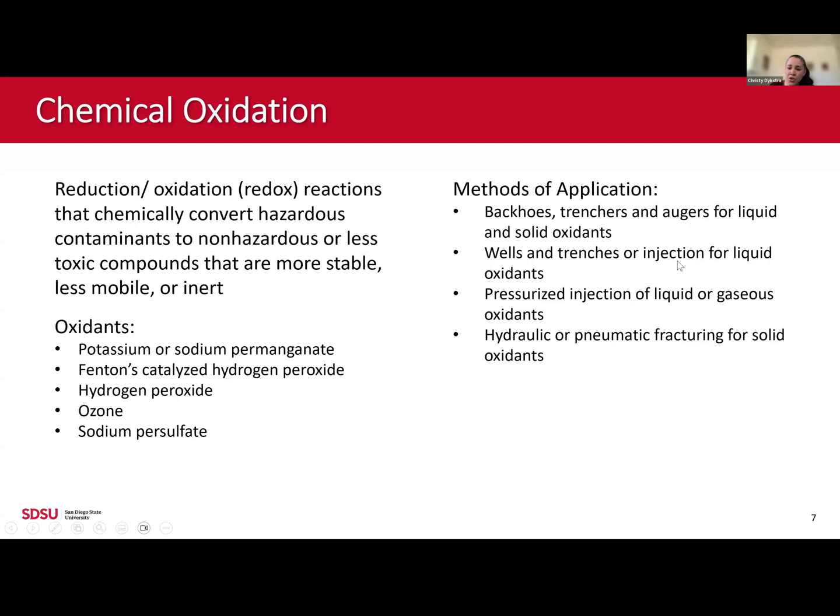We can also use injection for liquid oxidants. So we could use wells or trenches there. We can use pressurized injection of liquid or gaseous oxidants. And then in some cases, some hydraulic fracturing techniques for pushing solid oxidants into place where they're needed.